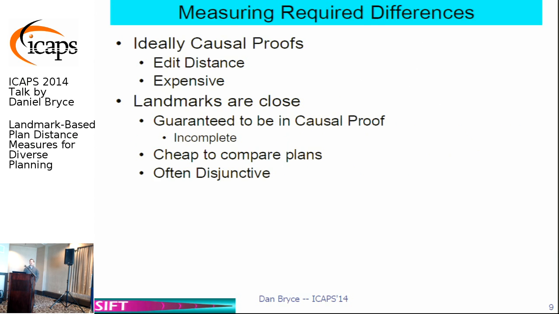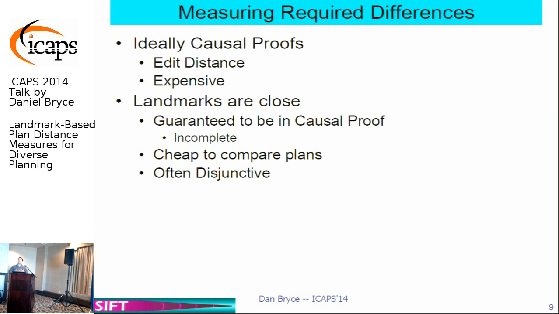So looking at how to actually measure required differences in plans, the first thought that came to mind was to compare the causal proofs, because this is the minimal essential aspect of the plan. But doing that is going to require something like edit distance, and it's going to be very expensive. So the next best idea is to use landmarks.